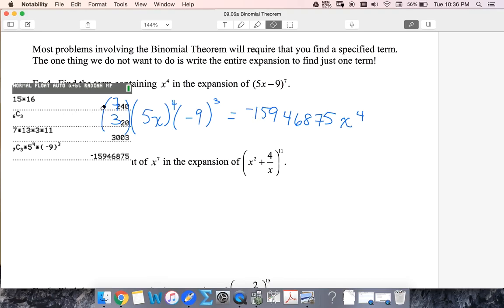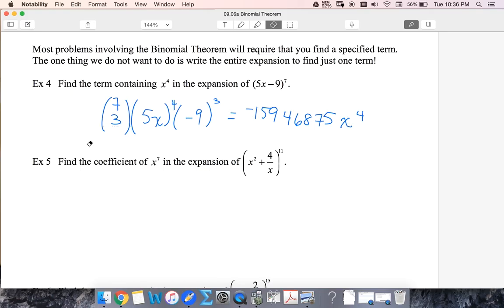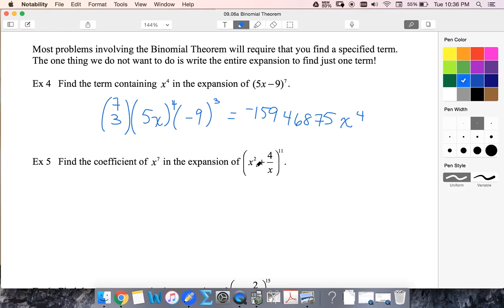And now I believe that this one below says find the coefficient. I think that's what this says. Why can't I move that? There we go. All right. So find the term. Here we want to find just the coefficient. So I want to think only about the numbers I'm going to have for x to the seventh. So let's think about that.